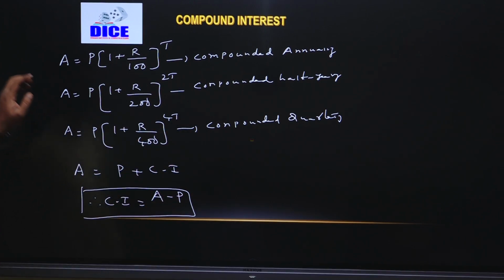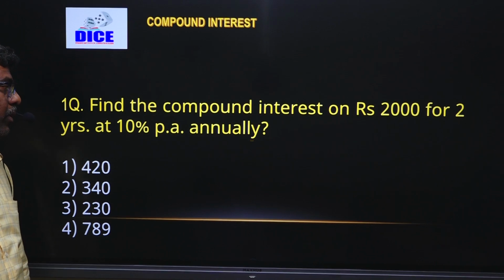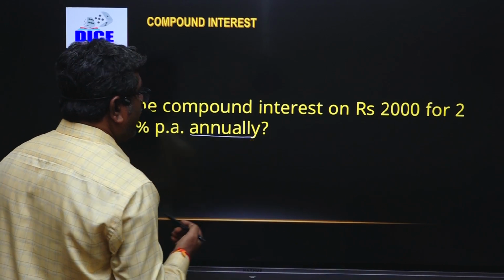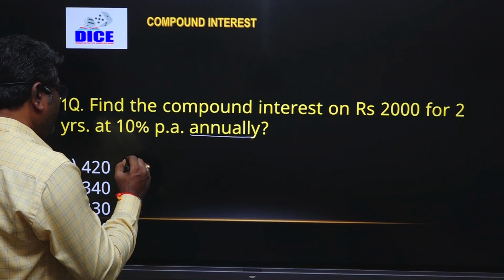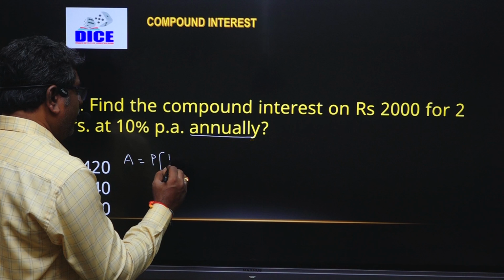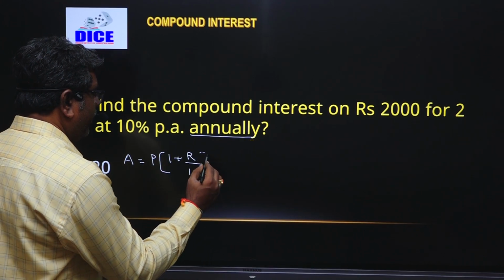Okay, now come to the problems. Let's take the first problem. Find the compound interest on rupees 2000 for 2 years at 10% per annum, compounded annually. Underline annually అంటే సంవత్సరానికి. So which formula to use? Amount A is equal to P into 1 plus R by 100 whole to the power of T formula to use.